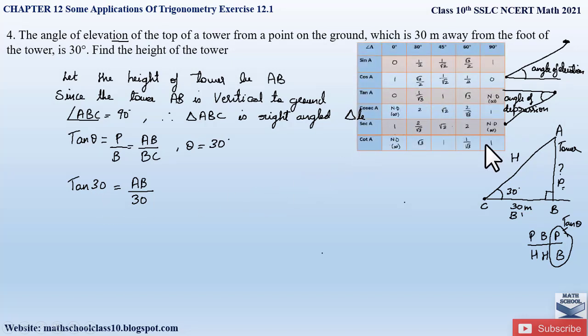The trick to remember this table also I have shared in chapter 11 introduction video. So tan 30 value is given by 1 by root 3. So 1 divided by root 3 is equal to AB divided by 30. So cross multiplying, 30 into 1 is 30 equal to AB into root 3, or sending this root 3 to the left hand side, we get AB is equal to 30 divided by root 3.